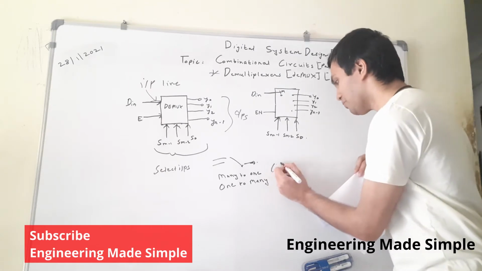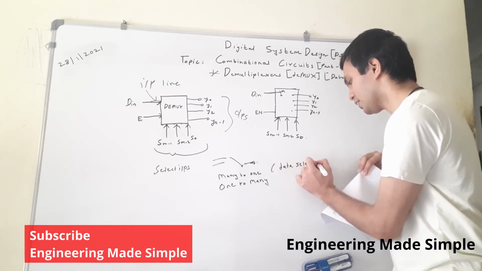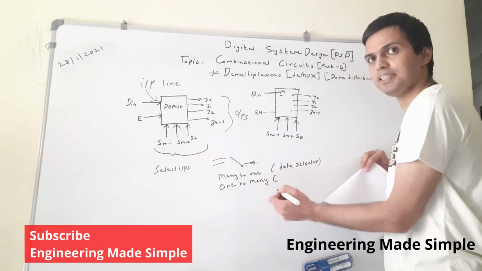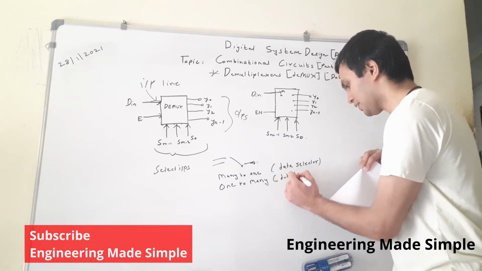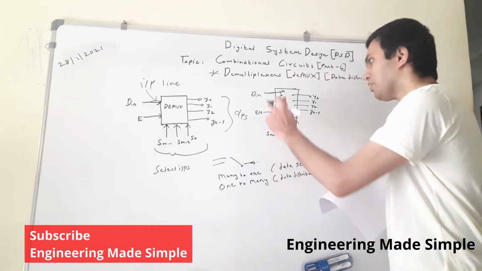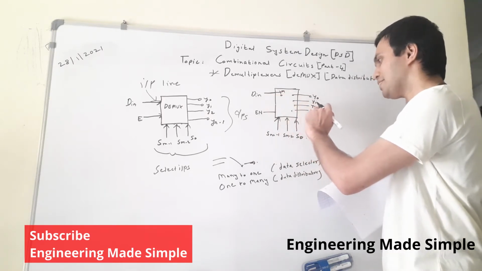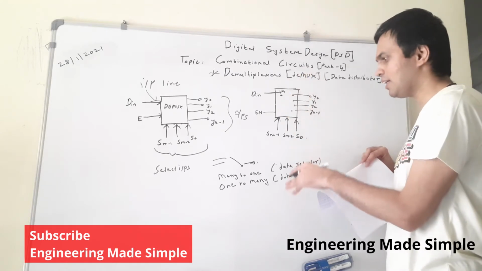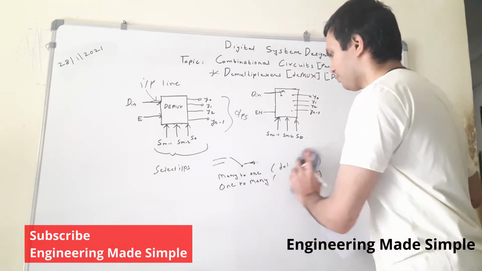So multiplexer was a data selector, and demultiplexer is also known as a data distributor circuit, because it distributes a single input to various outputs, that is y0, y1, y2 and so on. So we will study this particular circuit, that is the demultiplexer.